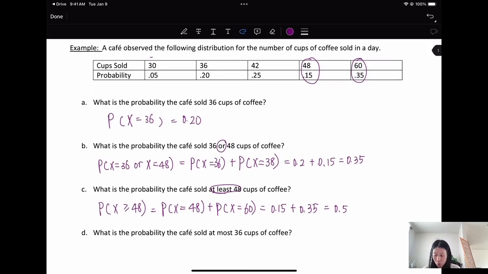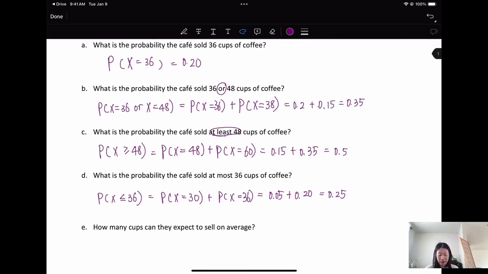Okay, next one is, what is the probability the cafe sold at most 13.6 cups of coffee? At most means we want x less than or equal to 36. If it's at most, it should include 36. So in this example, we have two scenarios: either you sold 13 cups or you sold 36 cups. Together it's 5% plus 20%, which is 25%, or 0.25.